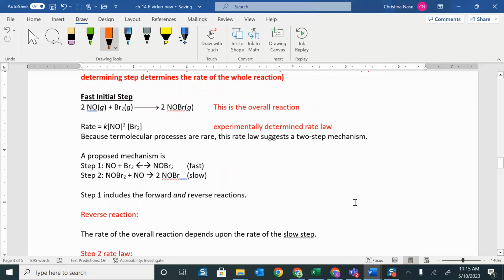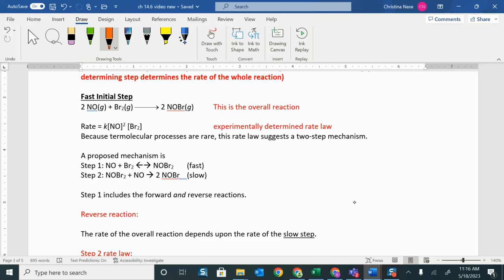So in this one, they give us our overall reaction. This is the overall reaction. And then they say, this is the experimentally determined rate law. So this is what we find from the experiment. And because this reaction, as it's written, looks like it's termolecular, right? We have 1, 2, 3 reactants reacting at the same time. Those are pretty rare. That's probably not what's happening.